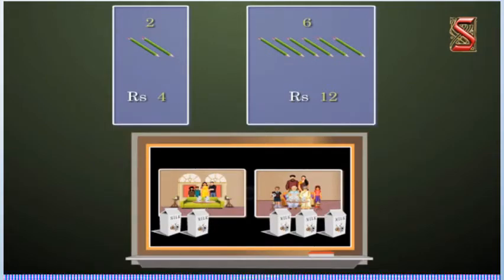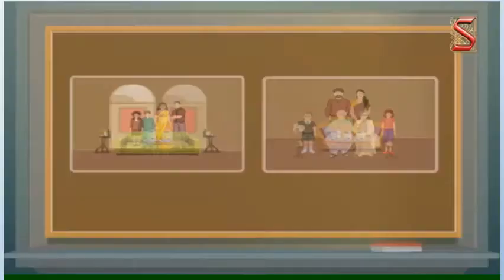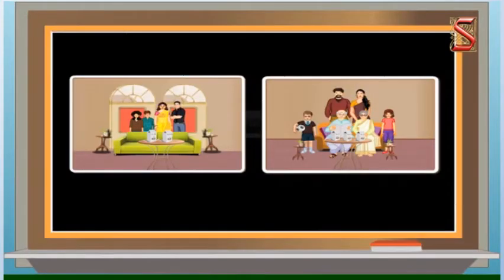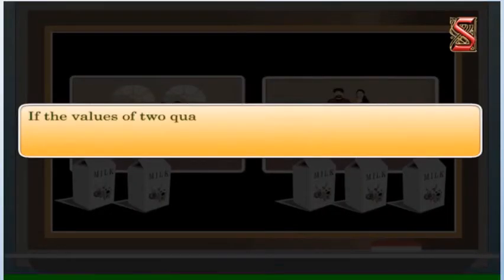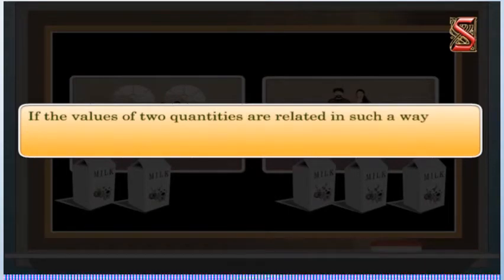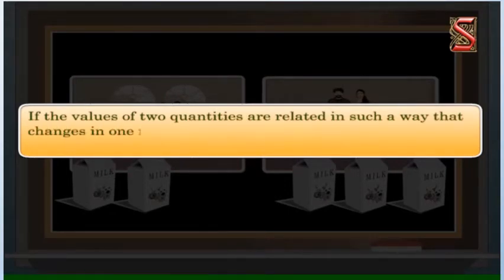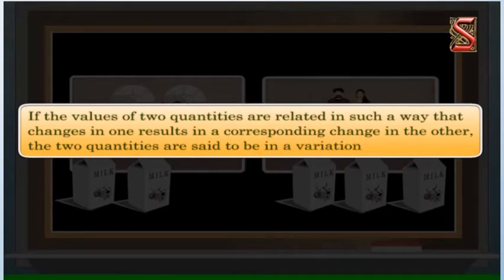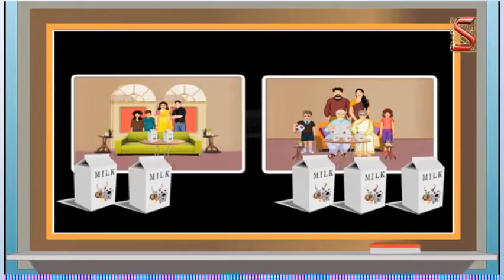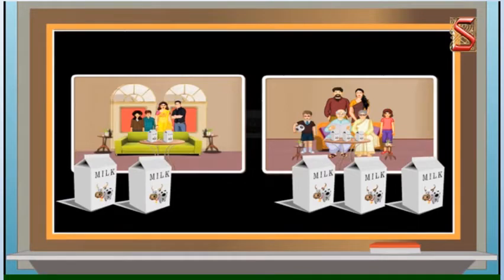We saw in all the above situations that changes in one quantity resulted in changes in the other quantity also. So, we can say that if the values of 2 quantities are related in such a way that a change in one results in a corresponding change in the other, the 2 quantities are said to be in variation. So, in our day-to-day life, we come across many situations where variation in one quantity results in variation in the other quantity.